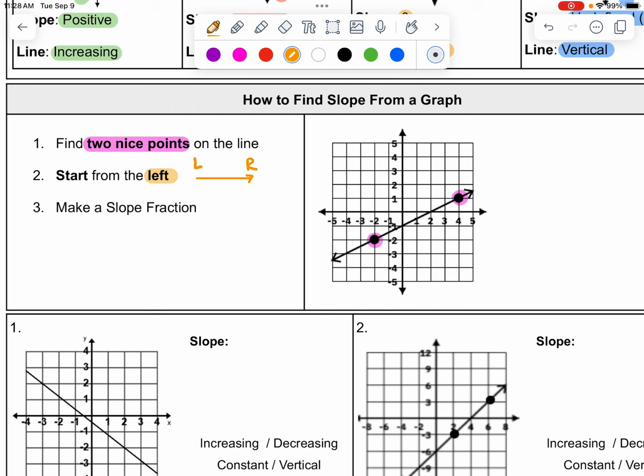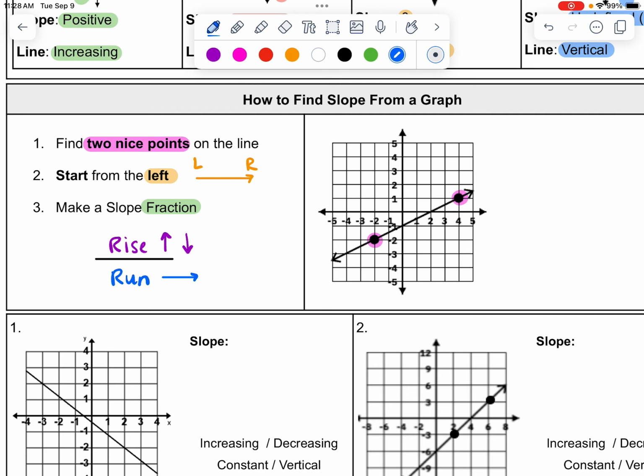The last rule is we make a slope fraction. So all of your answers today are going to be fractions. The slope fraction, and the way that everybody does it, is like this. You're going to put your rise over your run. Now, the rise means, did you need to go up or did you need to go down? The run is how far you need to go to the right.